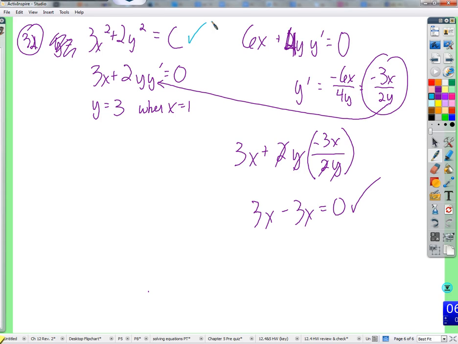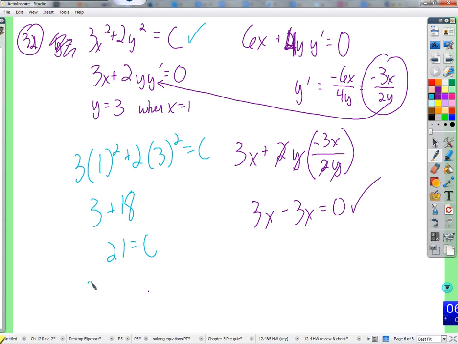There's x, there's y. When x is 1, y is 3. So we plug those in. Three times 1 squared plus 2 times 3 squared. c's already solved for. All we have to do is combine these numbers. 3 plus 9 times 2 is 18. 21 is c. So the particular solution is 3x squared plus 2y squared equals 21.